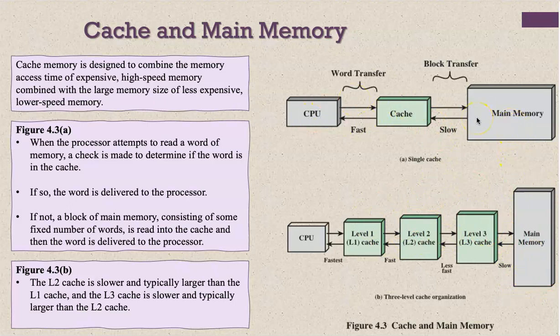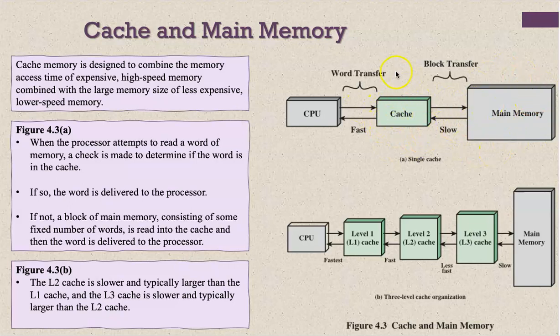Like I mentioned to you before, the greater the capacity, the slower the access time, and also decreasing frequency, right? So the cache memory is designed to combine the memory access time of expensive high-speed memory with the large memory size of less expensive lower speed memory. So this is what they are trying to do. The cache is going to be faster than the main memory.